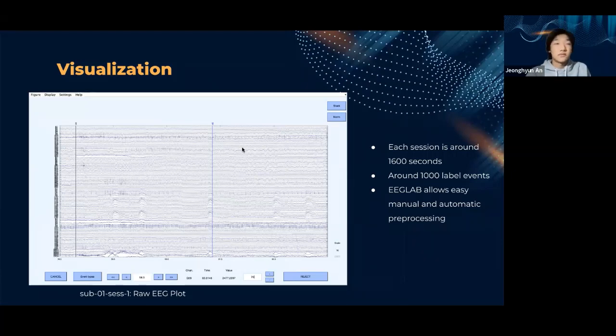In total, we had 30 of these files: 3 sessions for 10 of the subjects. Each session is around 1600 seconds, which is around 27 minutes. And as I think Denise explained, we have events, which were just marked time places where we had specific events going on. So that'll be stuff like start of protocol or start of a specific treatment. And EEG Lab, through giving these visualizations, allows us to easily and manually pre-process our data.